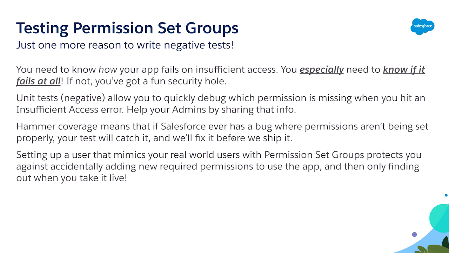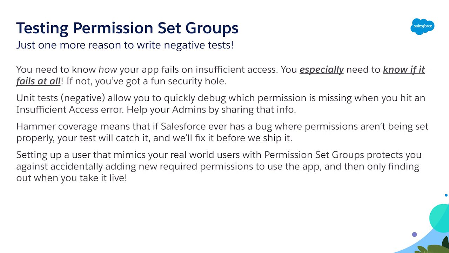So how does this help developers? They help you accelerate your unit testing. By using permission set groups, it's easier than ever to write negative permission tests. You see, you need to know how your code reacts to an insufficient permissions error, because your code should handle insufficient privileges, or you've got a bit of a security hole.